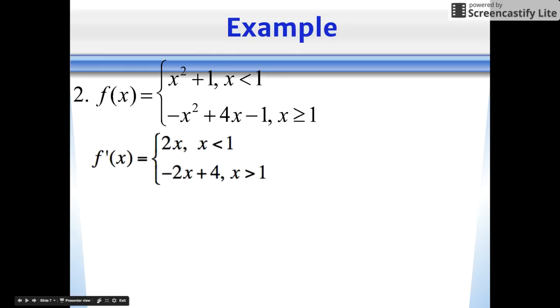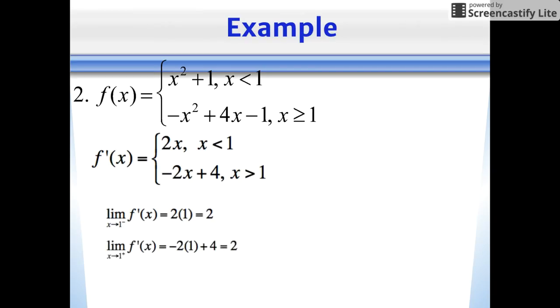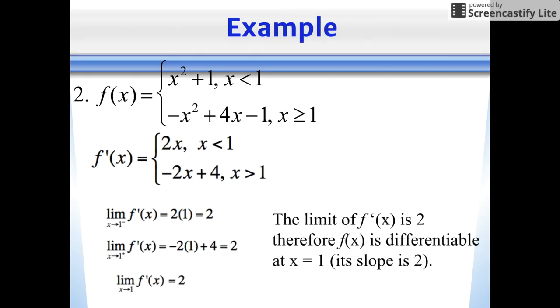So when you find f prime of x, always take out the less than or the greater than or equal to part. So now finding the left limit of the derivative as x approaches 1, I'm going to get 2. I'm using the top equation. Checking the limit from the right, I'll be using the bottom equation. I also get 2, and so therefore the limit as x approaches 1 of f prime of x is also 2. And so since the limit of the derivative is 2, it is differentiable. And this value is the slope.